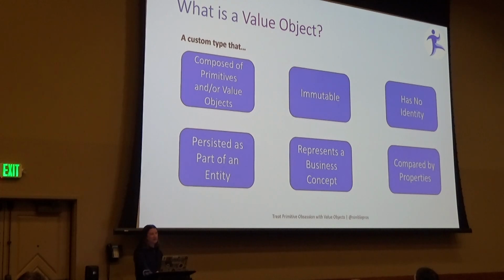And then the way that you compare them is strictly by their state, by their properties. So if they have the same values for the properties, then they're equal. If they don't, then they're not. But again, there's no identity factor in comparison with them. All right, so that's a quick overview of value objects.